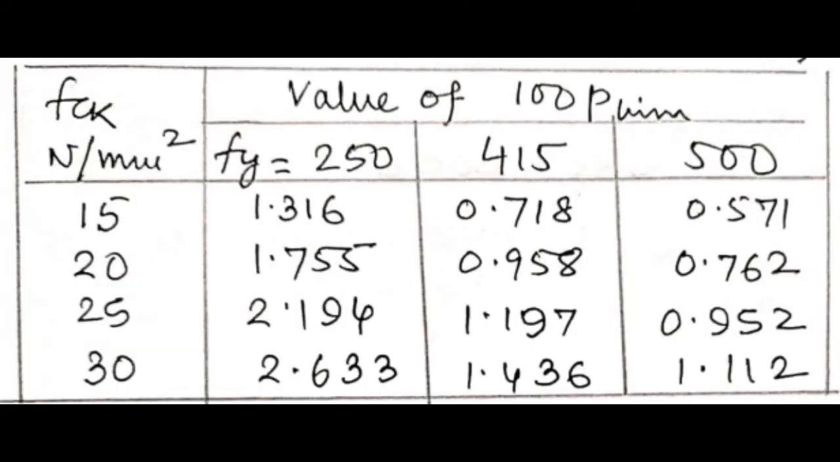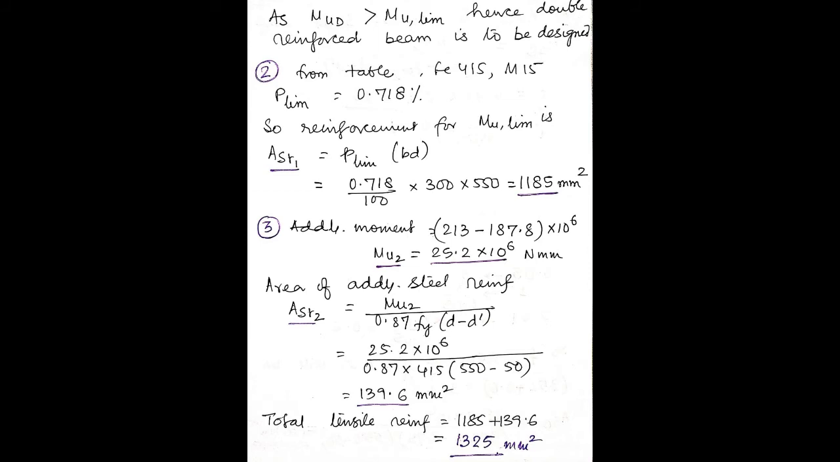Now let us have a look at step number 2. As I have explained earlier, from the table for Fe415 and M15, the p,lim value is 0.718 percent. So reinforcement for Mu,lim, Ast1, will be p,lim into b d. So p,lim is 0.718 percent, that's why it is divided by 100, into 300 into 550. That gives us 1185 millimeter square.